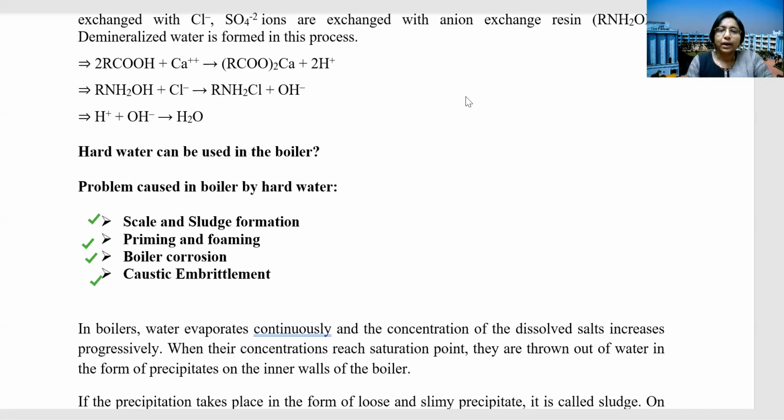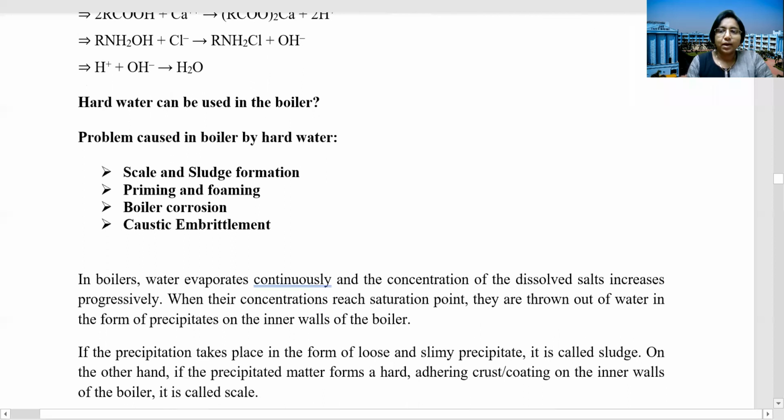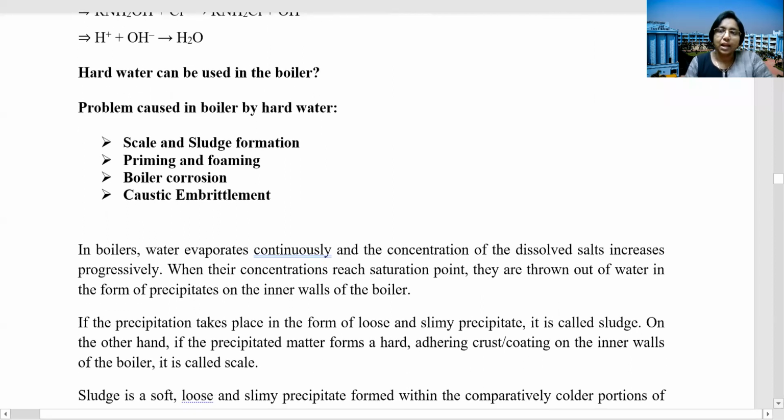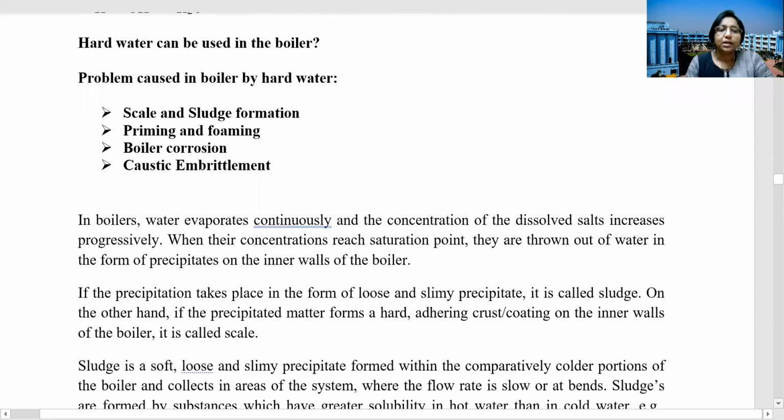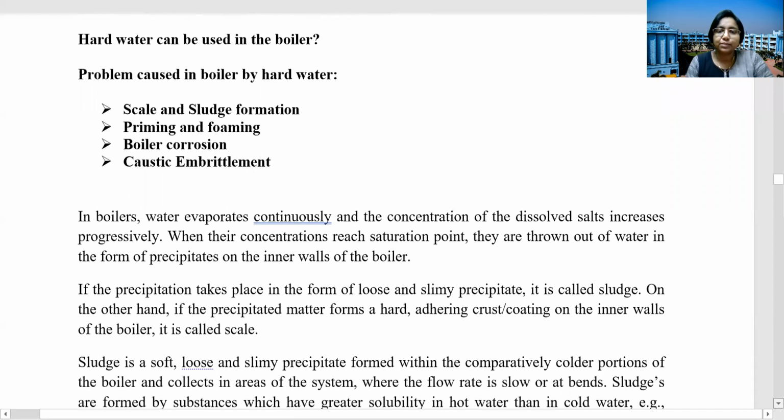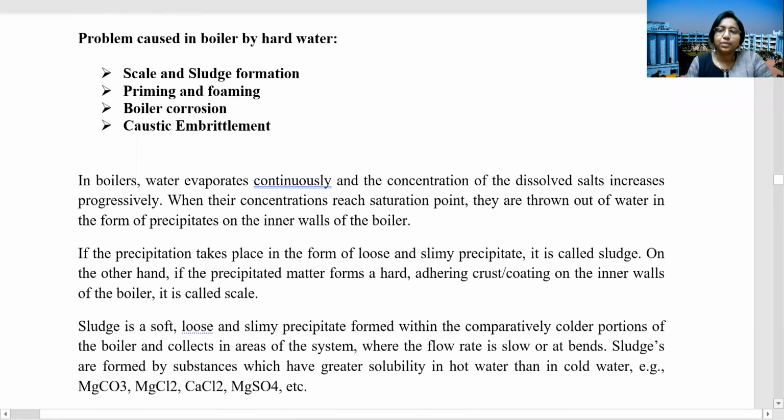So one by one, I am going to describe. First is scale and sludge formation. Also, if you use hard water in your home, in the bucket you can notice that a scale is formed.